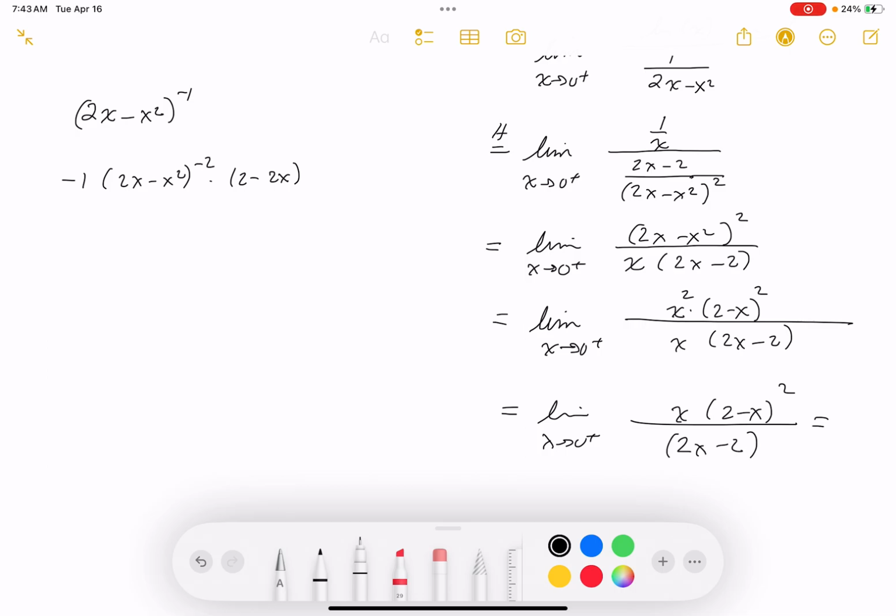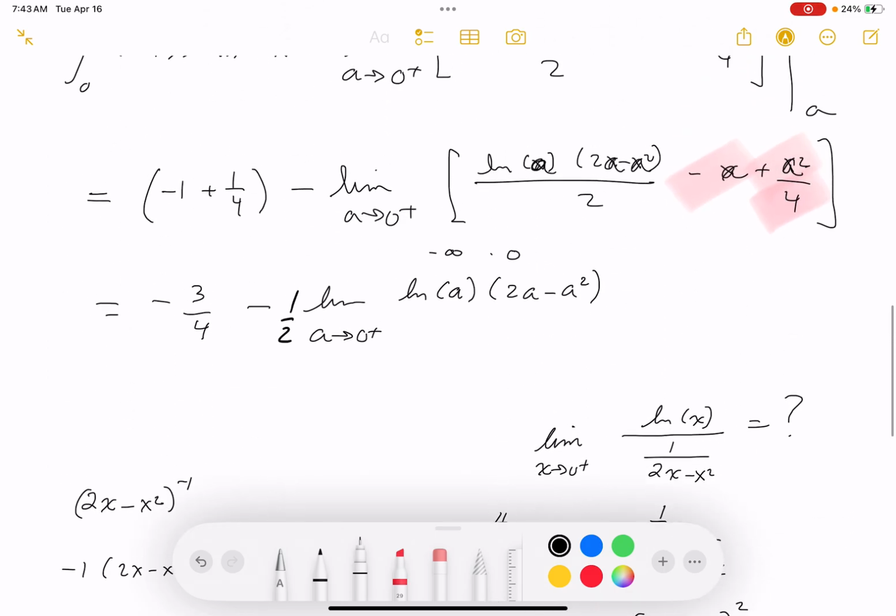And what's this limit equal to? The limit on top is just 0. That's pretty simple to do. And the limit on bottom is simply minus 2, so I do get 0. All right? Well, that was a long road, wasn't it? And what I found out is that this other limit just completed is simply 0. So I get minus 3/4 minus 1/2 times 0, which is 0, which is minus 3/4. And again, that's what we're asked to show.